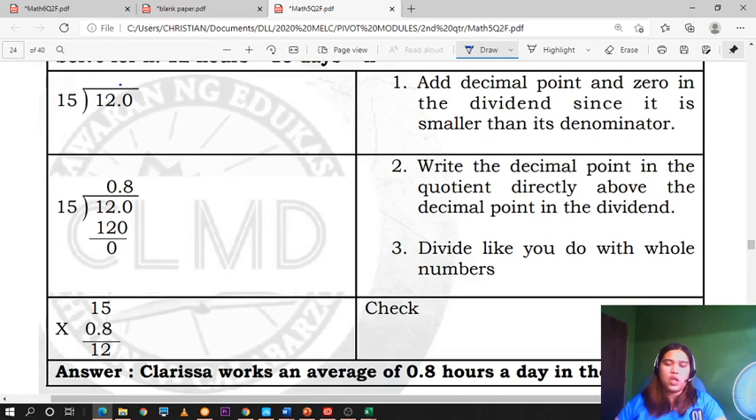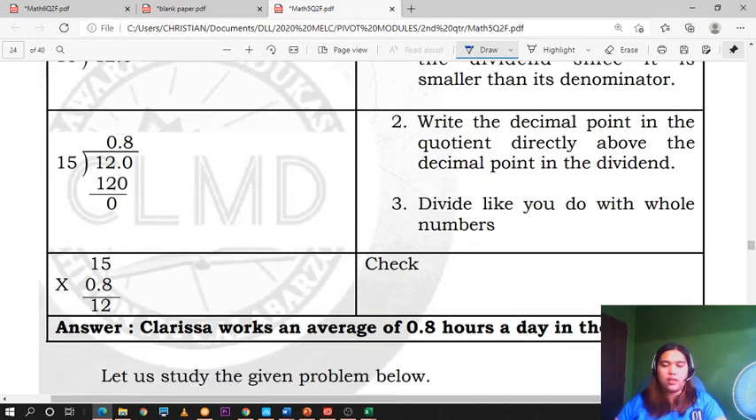And how do we check the answer? So, tulad nung in-apply natin nung nakaraan na multiplication, ang kabaligtaran kasi ng division ay multiplication. So, pwede natin multiply yung ating divisor sa ating quotient para makuha natin yung ating dividend. So, answer is, Clarissa works an average of 8 hours a day in the store.